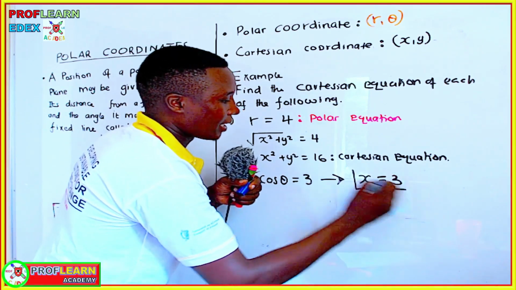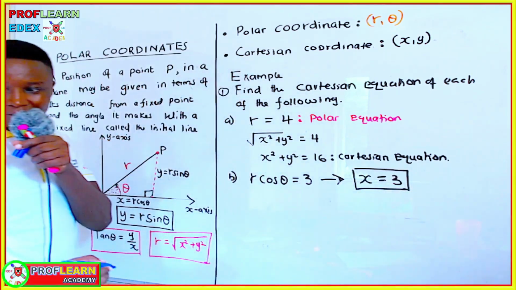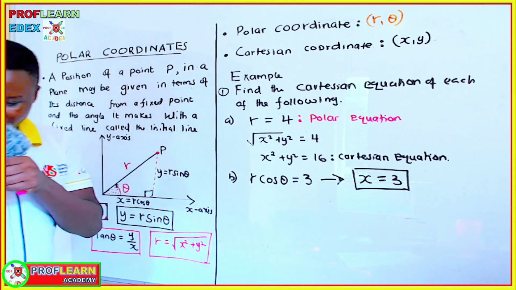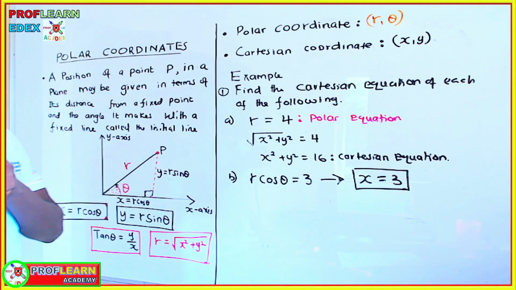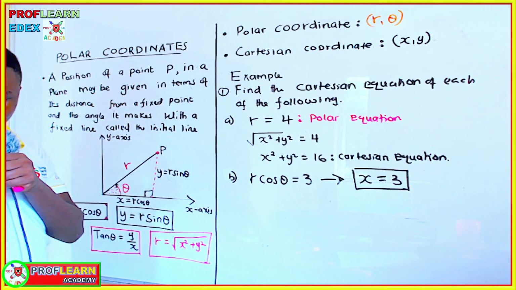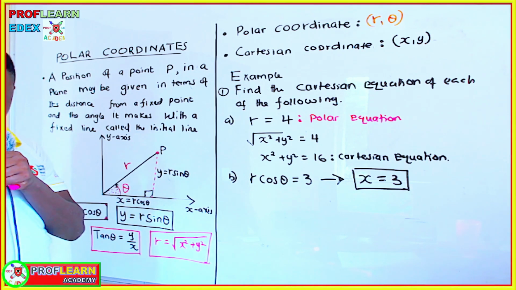That is the Cartesian equation, and we are done with that. So that's straightforward. It's just that straightforward. So let us change gear and look at this equation we are given here.